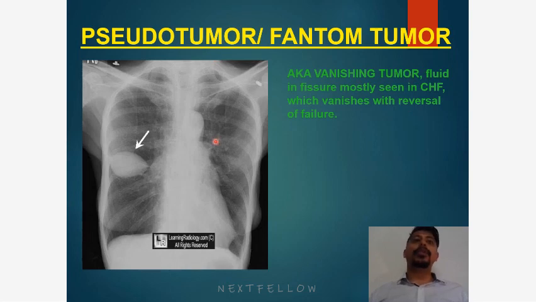Pseudotumor or phantom tumor. This is also known as vanishing tumor because fluid collects in the fissure, mostly seen in congestive heart failure. Once we give diuretics, this goes away. That is why it is called a pseudotumor, phantom tumor, or vanishing tumor. It is just pleural effusion collecting in the minor fissure, giving the appearance of a pseudotumor, but it is not actually a tumor. It is just a collection of fluid in the fissures.